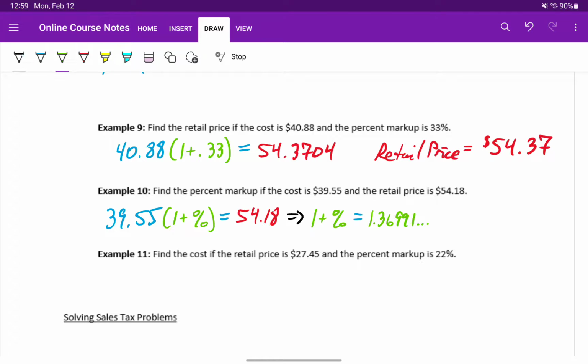So our last step then will be to subtract 1 from both sides and then multiply that result by 100 to convert it into a percent. So the percent markup in this case would be 36.99%.